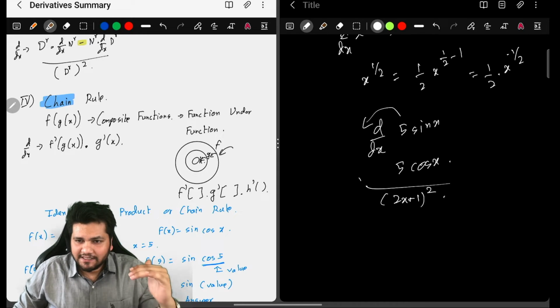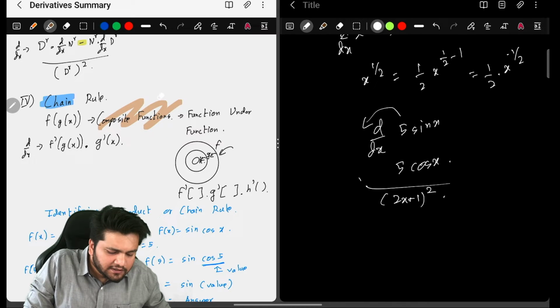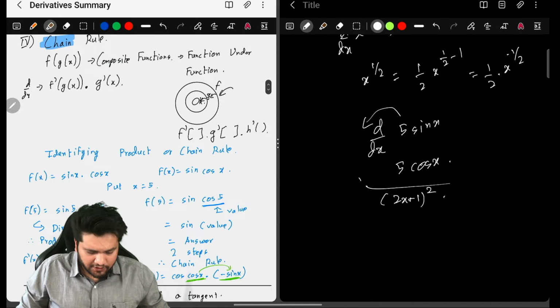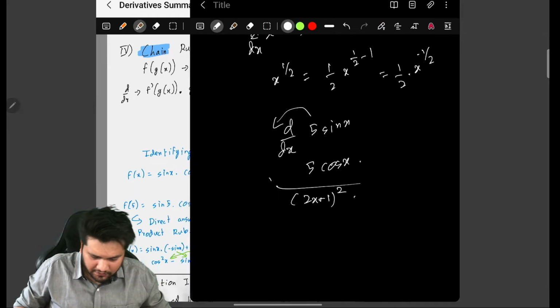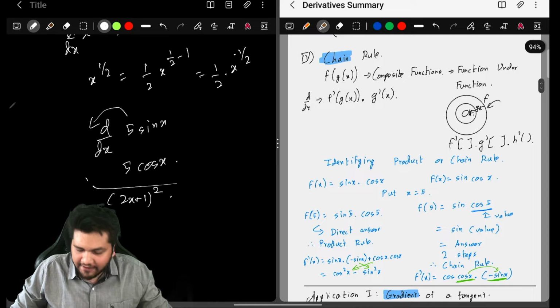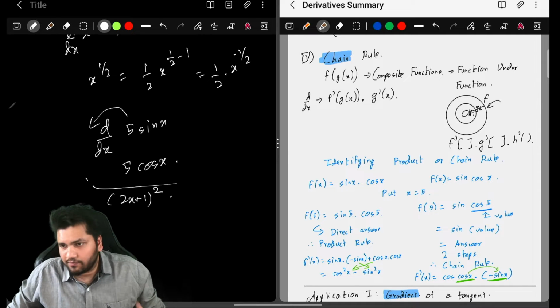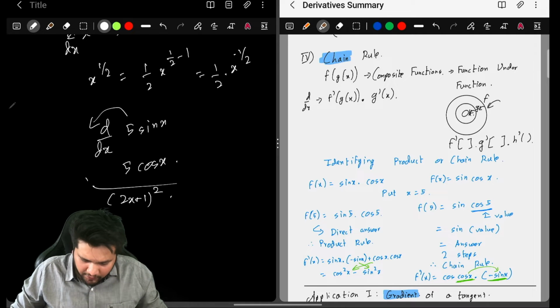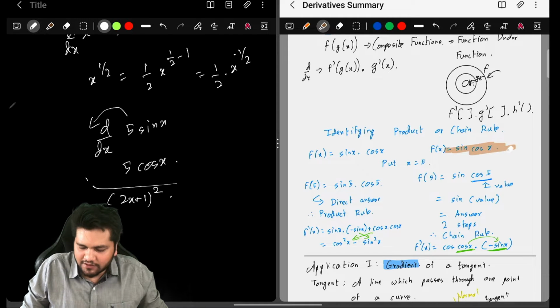Now that is basically derivative of composite function. As you can see here, composite function's derivative. So see here, first of all, we need to understand how to identify these composite functions. So let's see. If I talk about identifying product or chain rule, we are going to use chain rule for this composite function for sure. Now, what we need to understand, I've just taken two very simple examples, sin x into cos x and sine of cos x.